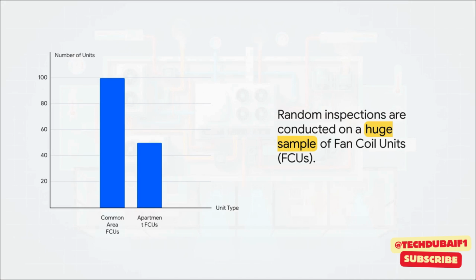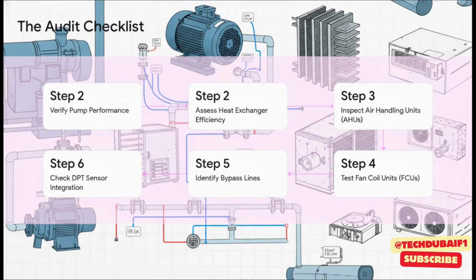So the team takes a large random sample, 100 fan coil units, those are the things in rooms that actually blow the cold air, in the common areas, and another 50 inside the private apartments. They're checking everything from water flow to whether the control valves are actually listening to the thermostat. So as you can see, this isn't just some random walk around. It's a methodical top-to-bottom audit.